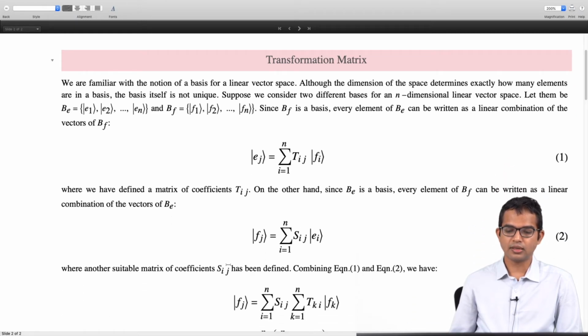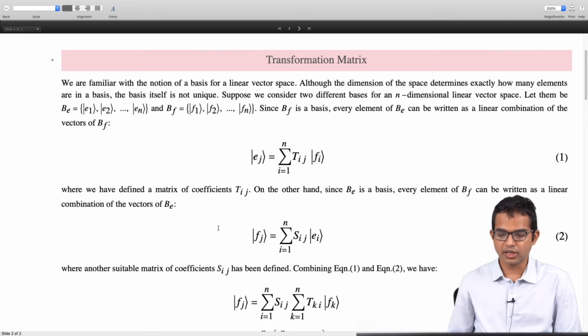Now if I start from equation 2, Fj is this, but then in place of Ei I will plug back in the expression from equation 1. Then this will give us a constraint for these two matrices. I have introduced this matrix of coefficients Tij and another matrix of coefficients Sij, but they are intimately related. That's what we're going to extract from doing this exercise.